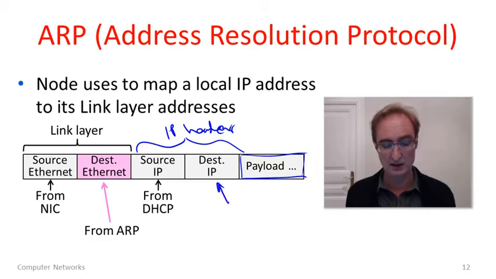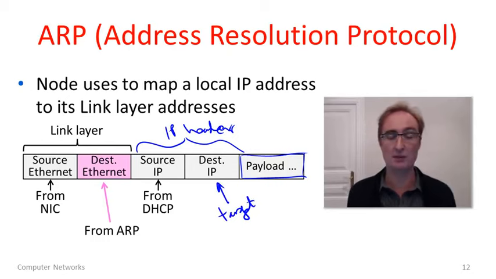You have a destination IP address. That's the target. We'll assume that's known because you've got to know somehow, if you want to send a packet to someone, you need to know their address. There's a source IP address. That's your address. Where do you get that? From DHCP. We just answered that question.